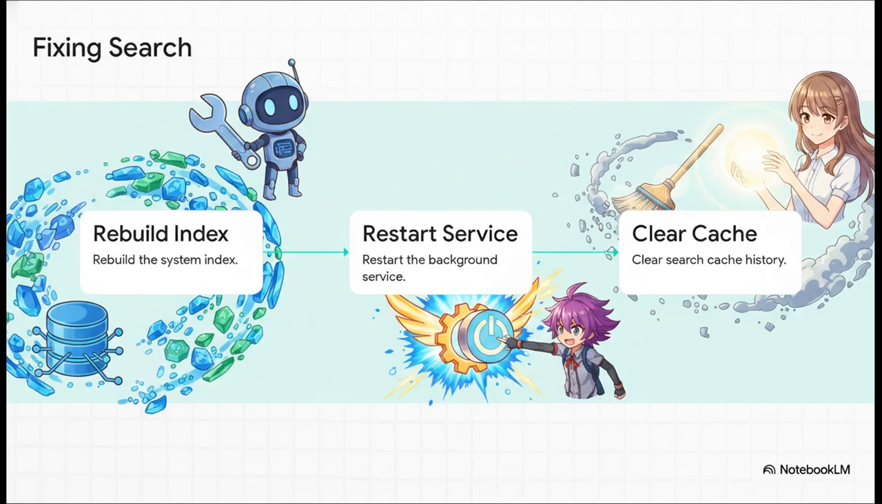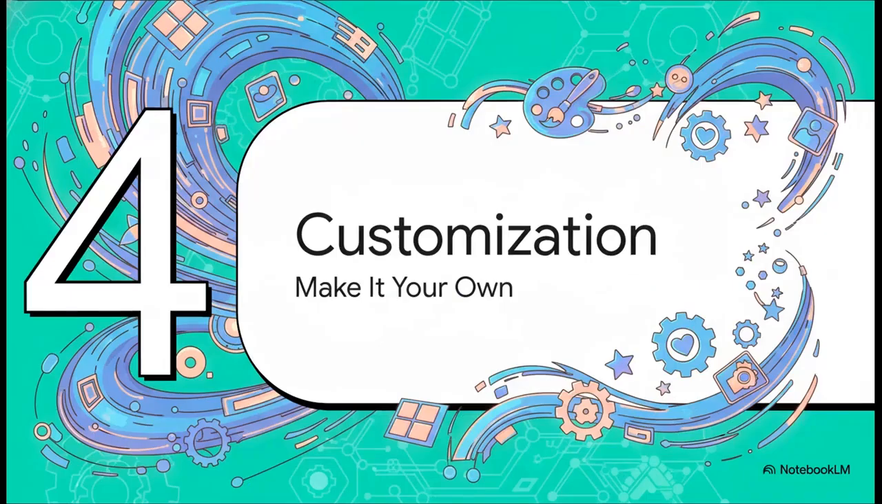Just follow these 3 simple troubleshooting steps. You can rebuild the search index, restart the Windows search service, or simply clear the search cache. These quick fixes will get that lightning-fast search running smoothly again in no time. Next up, Section 4. Make it your own.